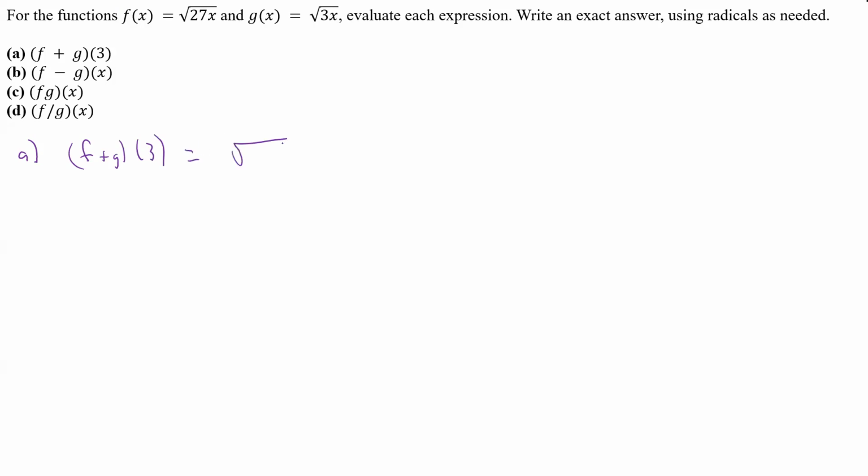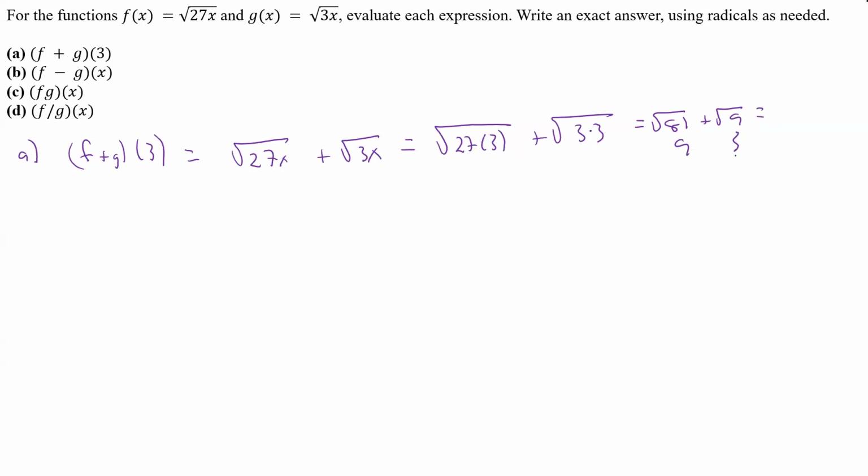So we're going to have the square root of 27x plus the square root of 3x. Well, that's going to be the square root of 27 times 3, plus the square root of 3 times 3. Well, 27 times 3, that's going to be 81. So that's going to be the square root of 81 plus the square root of 9. Well, that's 9, that's 3. So 9 plus 3 is 12, which is going to be our answer. So that was a pretty easy one.